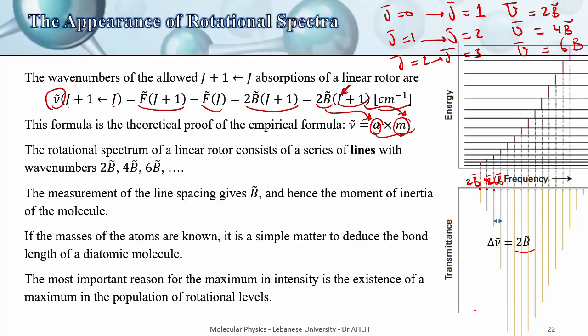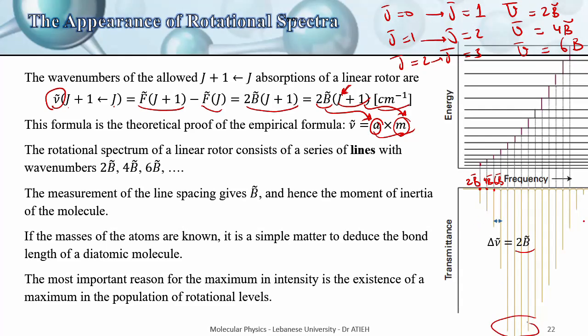If we are able to find B using the spectrum of a certain molecule, remember that B depends on the moment of inertia of the molecule. So if we know B, we are able to calculate I, the moment of inertia. If we calculate I, we are able to calculate the bond length of a diatomic molecule if we know the masses of the atoms. One more note before ending this slide is that there is a maximum intensity here.